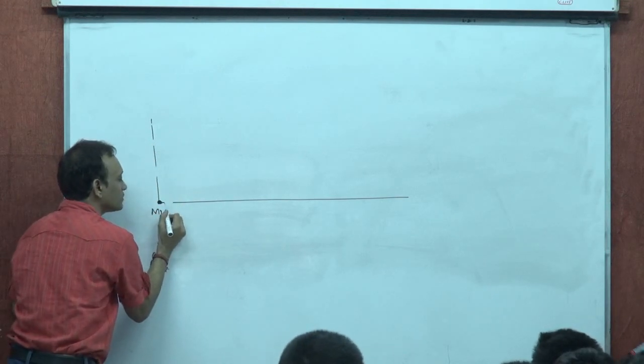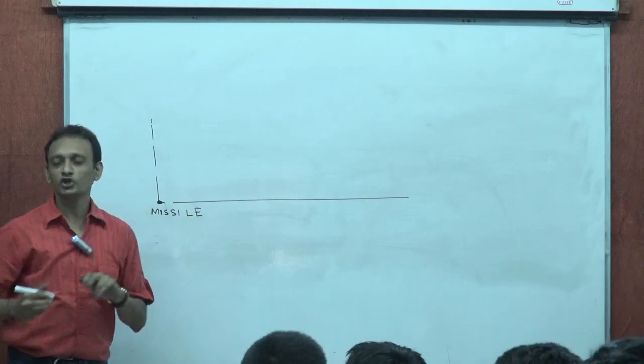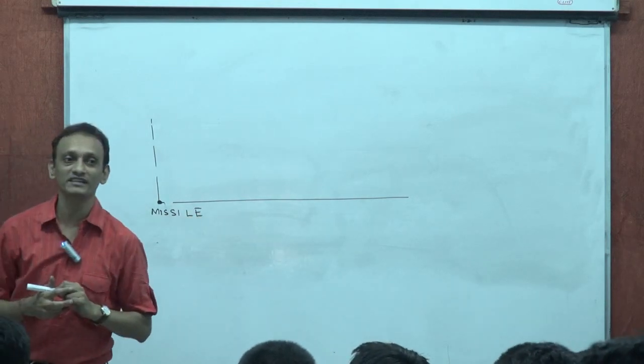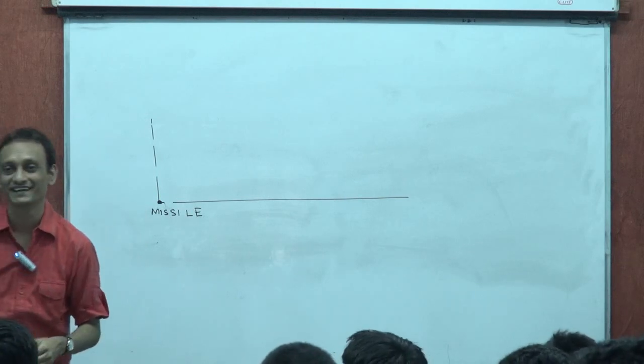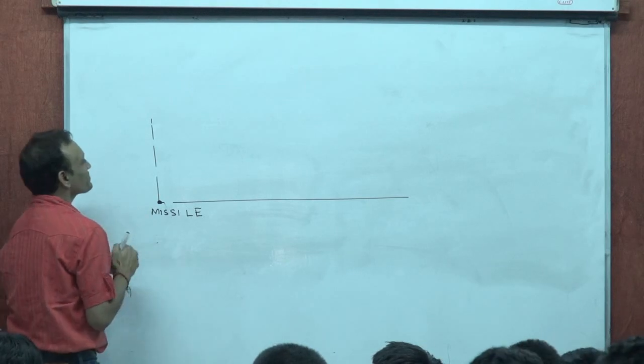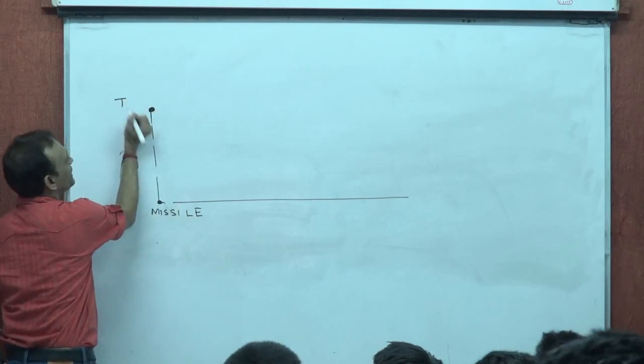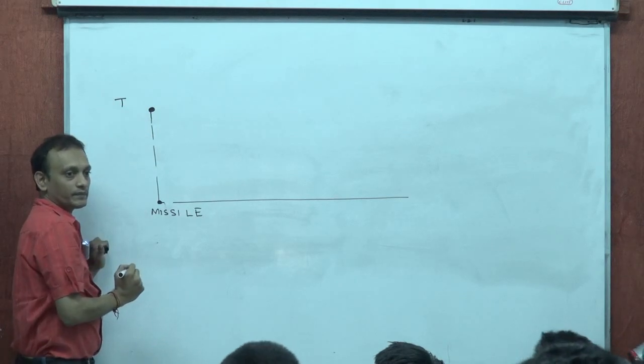Let's say this is a missile. Very shortly after the Burdwan incident, we will see all of them flying in the city like chocolate bombs. And this is a target T.